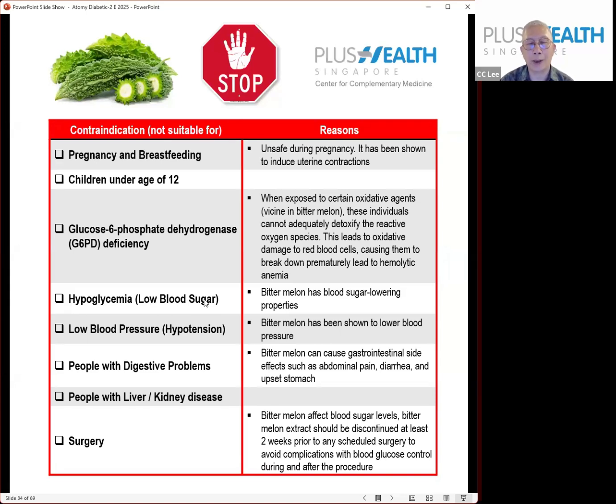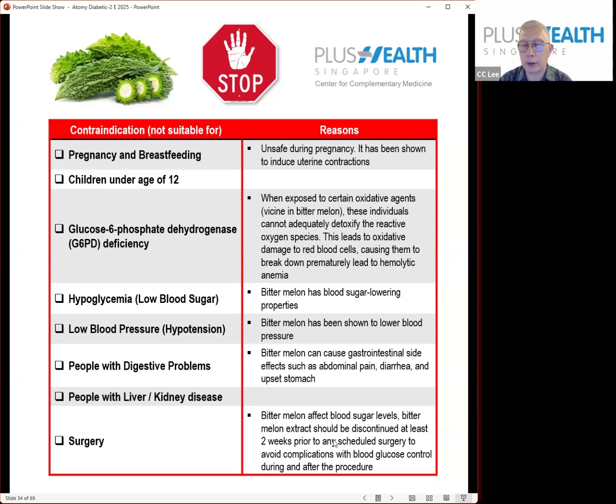Of course, if you are suffering from low blood sugar, you should not take bitter melon. There's no reason to take it. You're going to get it worse, right? If you suffer from low blood pressure, again, you should not take bitter melon because it can lower your blood pressure further and make it worse, right? People with digestive problems, bitter melon can cause GI effects such as abdominal pain, diarrhea, and upset stomach, right? People with liver and kidney diseases, because liver and kidney function is low, should not take bitter melon unless necessary. And surgery, right? For surgery, bitter melon affects your blood sugar level, right? Very important, it affects the blood sugar level.